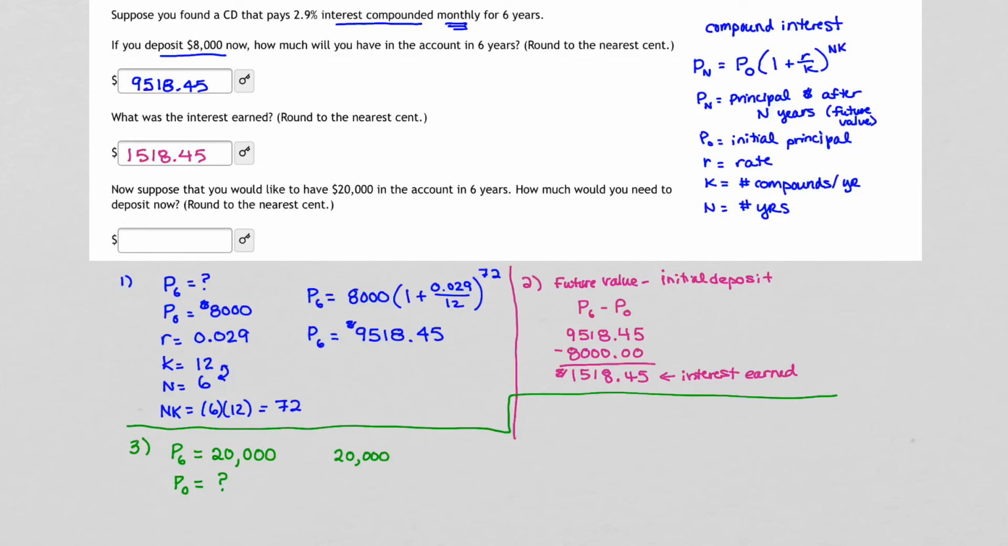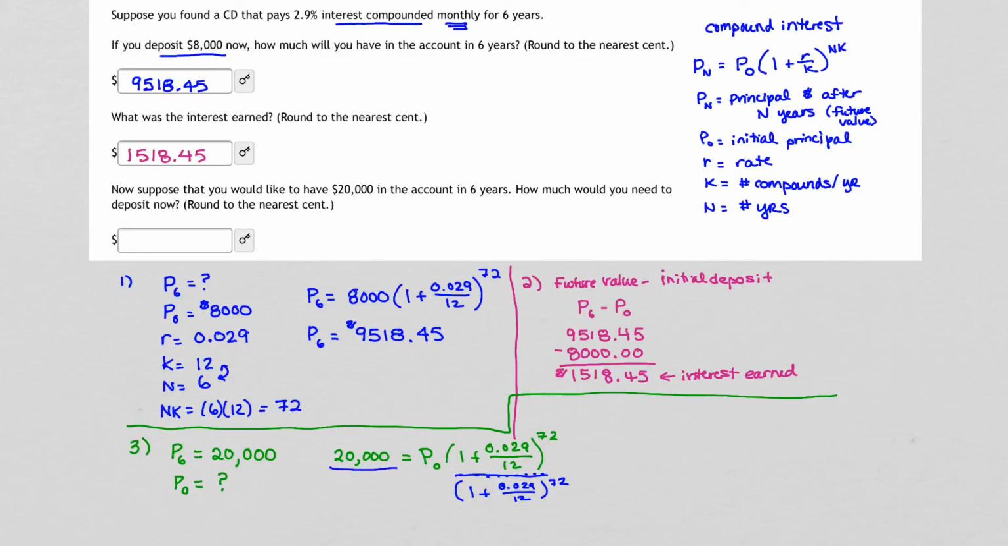We have that $20,000 equals P sub 0, which is what we don't know, times 1 plus 0.029 divided by 12, all raised to the 72. The only thing that's different in this part is that we have our future amount and we're looking for our principal. So how do we solve? Well, we have to divide both sides of our equation by this amount right here. So I'm going to divide both sides of my equation by 1 plus 0.029 divided by 12 raised to the 72.